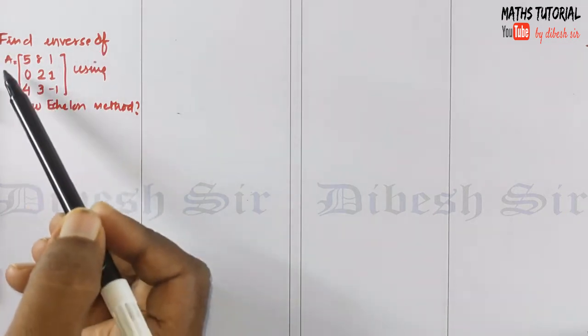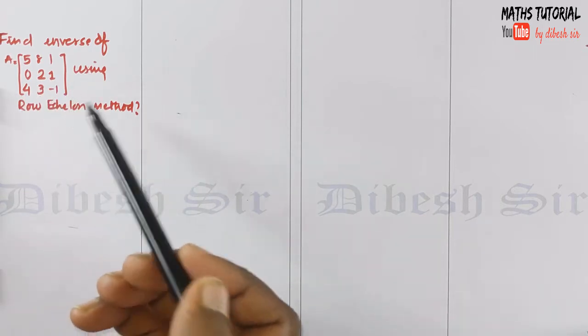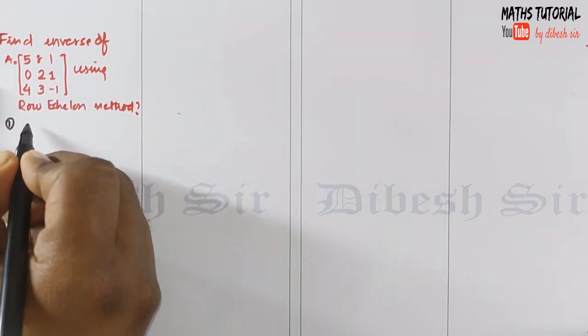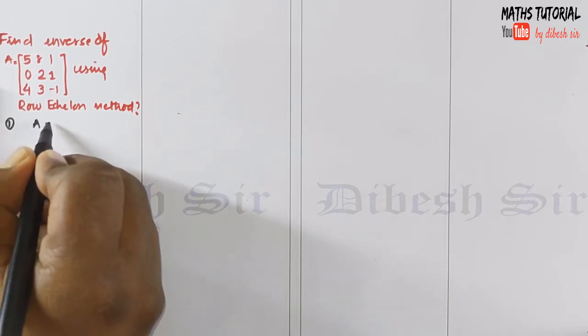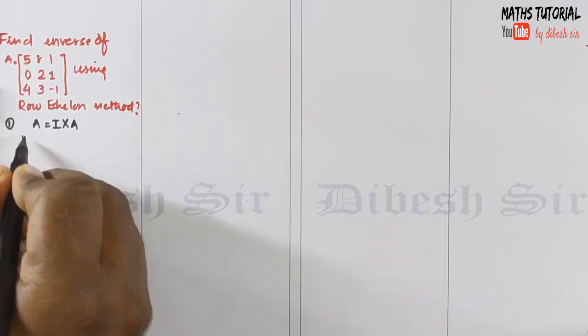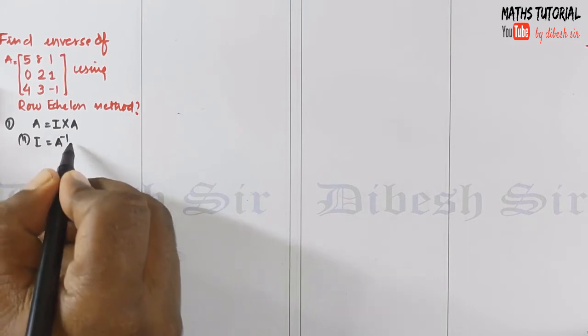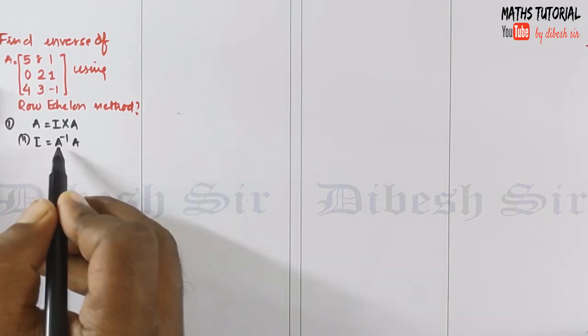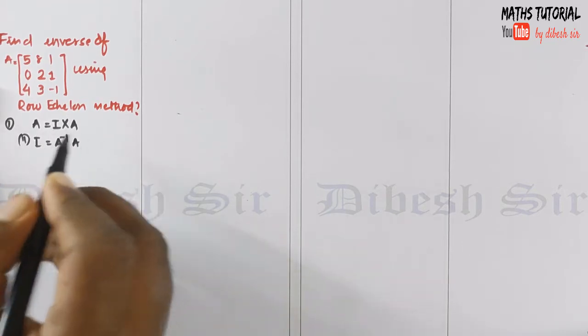Find the inverse of A equal to [5, 8, 1; 0, 2, 1; 4, 3, -1] using the row echelon method. We use two concepts. First, A is equal to I cross A, and second, I is equal to A inverse A, so A inverse I is equal to A inverse A. So first write A is equal to I A.